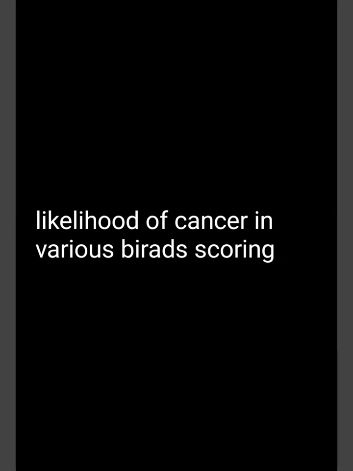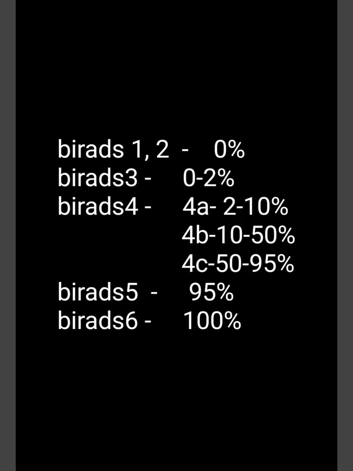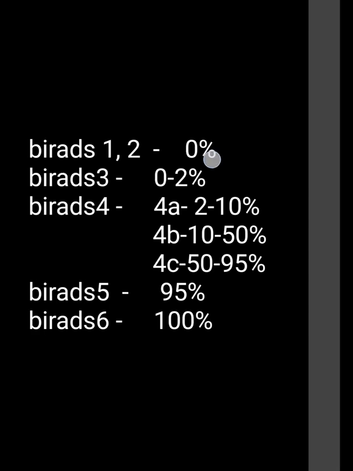Likelihood of cancer in various BIRADS scoring. BIRADS 1, 2: 0%. BIRADS 3: 0 to 2%. BIRADS 4: 4A is 2 to 10%, 4B is 10 to 50%, 4C is 50 to 95%. BIRADS 5: 95%. BIRADS 6: 100%.